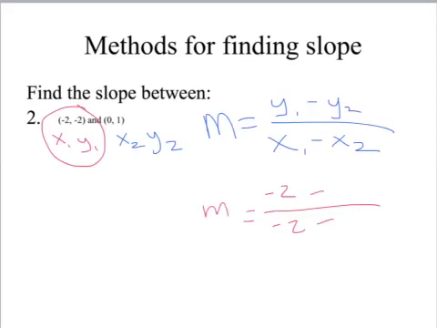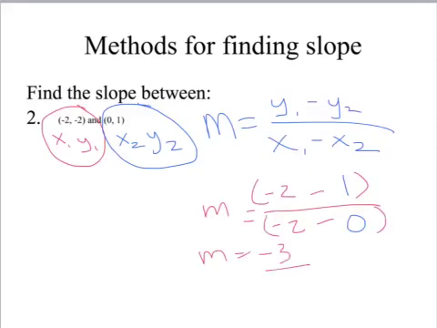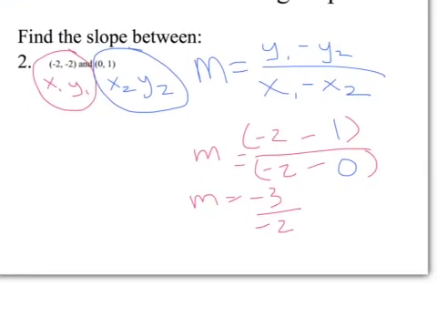So -2 over -2 minus my x2, y2. Again, y goes on top, so my y2 is 1. My x2 is 0. So I end up with -2 minus 1, which is -3, and -2 minus 0, which is -2. So -3 over -2, this is where you definitely want to remember that a negative over a negative, or a negative times a negative, makes it a positive slope.